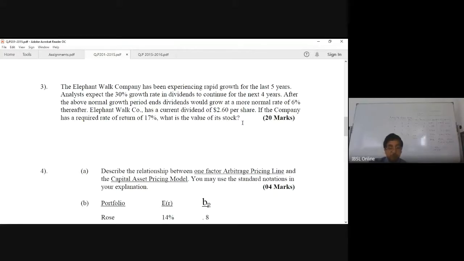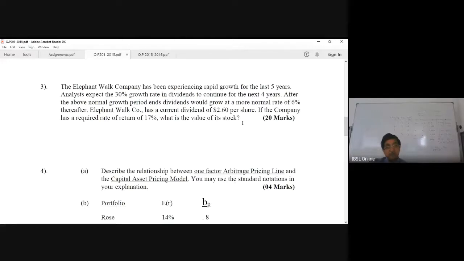In the two-stage model, what we do first would be, we need to get the first 4 years. Here it says it is 4 years. For the first 4 years, the growth will continue at 30%. So the current dividend is $2.6 per share. And in that case, at the end of the first year, you get a dividend of 2.6 into 1.3, that is 30% growth.